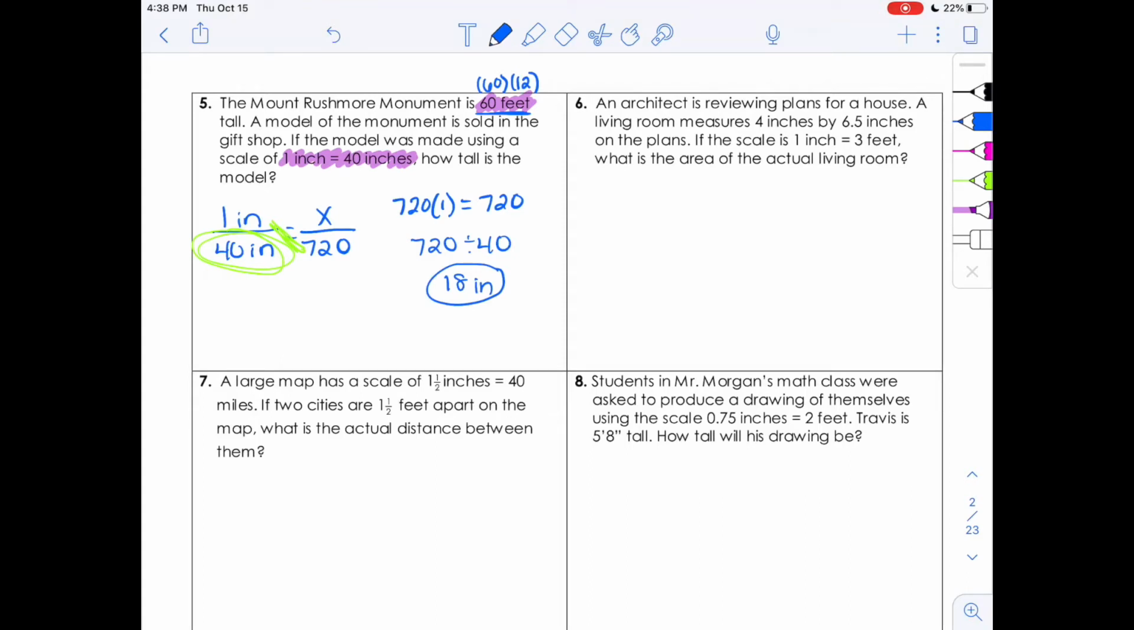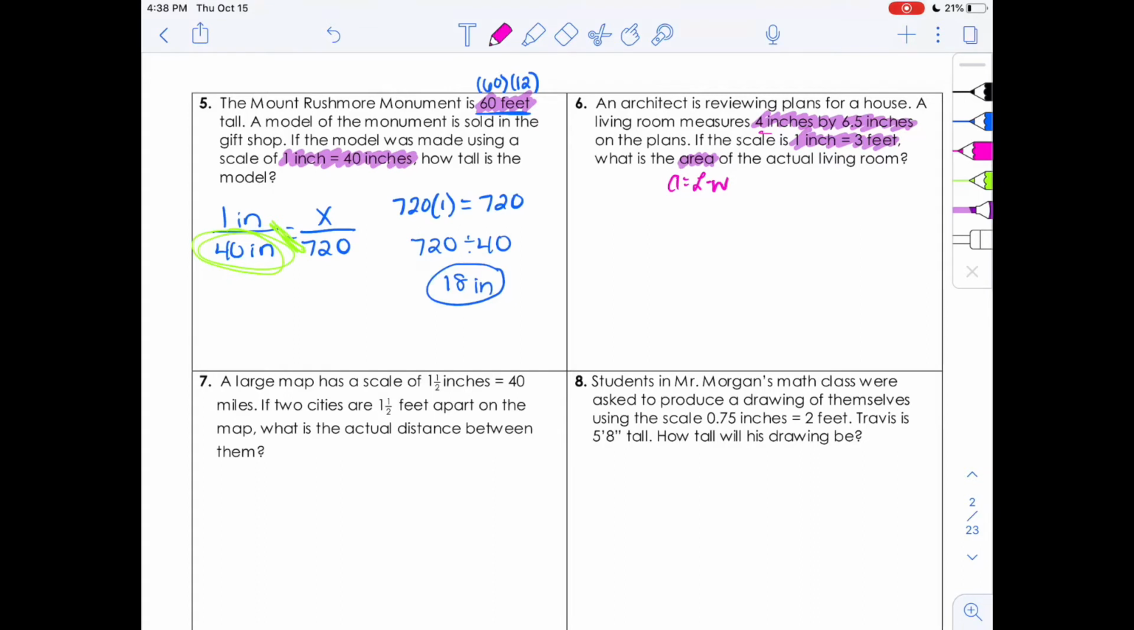Number 6, an architect is reviewing plans for a house. A living room measures 4 inches by 6.5 inches. If the scale is 1 inch to 3 feet, what is the area of the actual living room? So this problem is a little bit more in depth. Remember, in order to find that area, we have to multiply our length times our width. And it wants the actual area. So we have to find our actual length and our actual width.